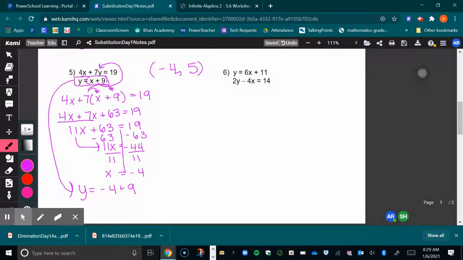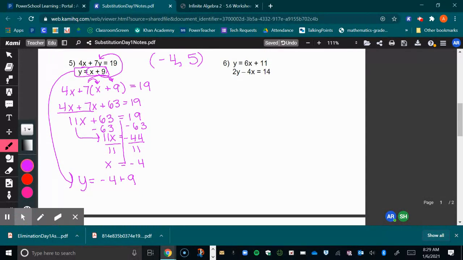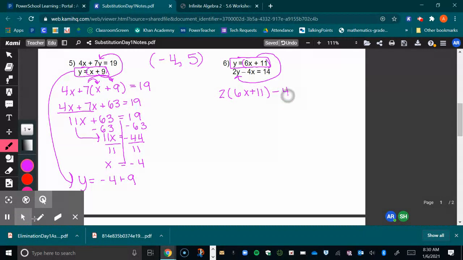Let's do one more here, because I know this is a little tricky. So my first step is I have to look for one letter that's by itself, one variable that's by itself, which is right here, right? Because I have this y equals and y is by itself. So I'm going to plug in 6x plus 11 in for y right here. So I have 2 instead of y. I'm replacing it with the 6x plus 11 minus 4x equals 14.